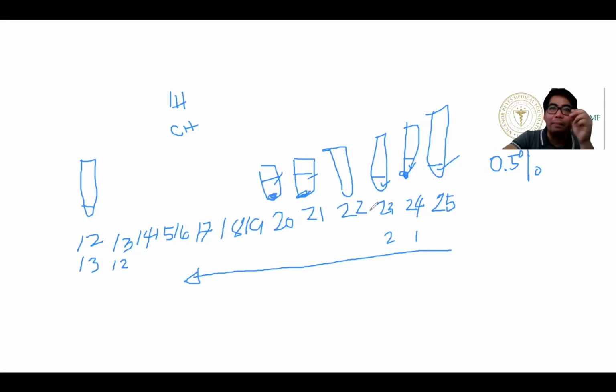Siyempre, you read from 25 papunta sa test tube number 12. As of test tube number 21, yung first test tube that you saw there is initial hemolysis. So record it. The initial hemolysis happens on test tube number 21. Okay, now, tuloy mo pa, hanapin mo naman yung complete hemolysis. So complete hemolysis is the first test tube that shows redness in the fluid but no more red cell button at the bottom of the tube.